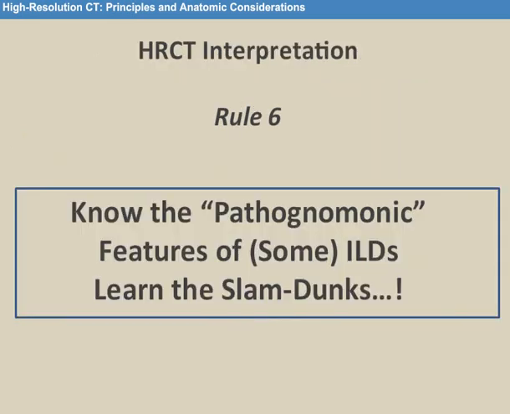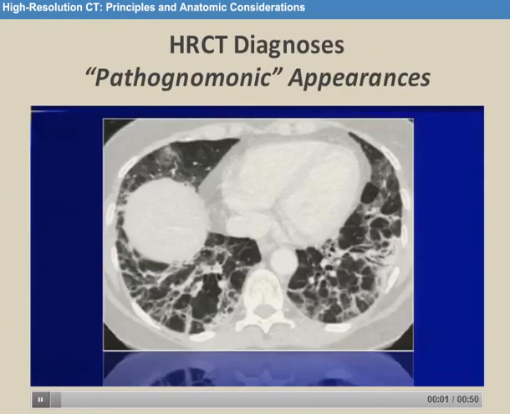Rule number 5, there are certain pathognomonic features. These are the so-called slam dunks of chest radiology. Now let's just look at a few of those. So what about this? You might look at this and think, Christ, I have no idea what's going on here. But by the end of these next few slides, you will know exactly what this pattern is.